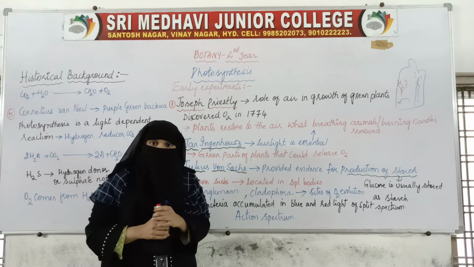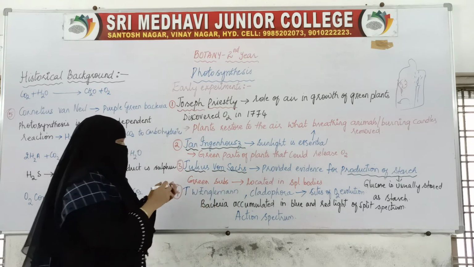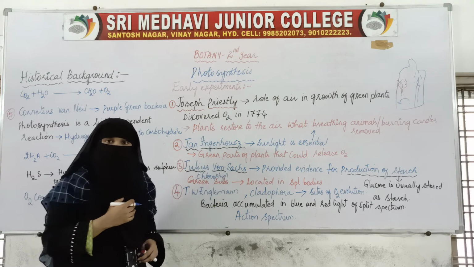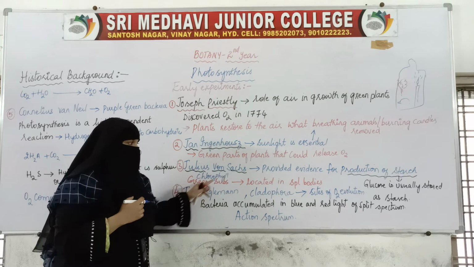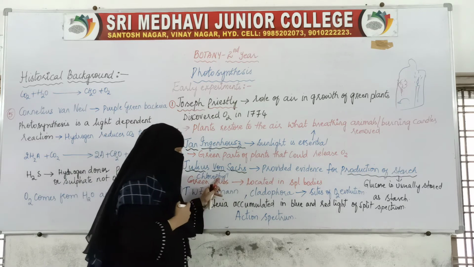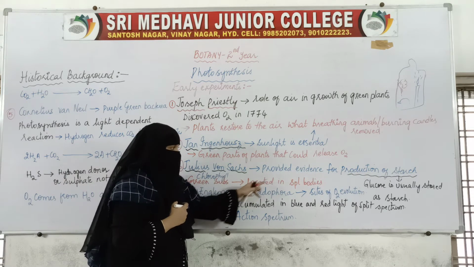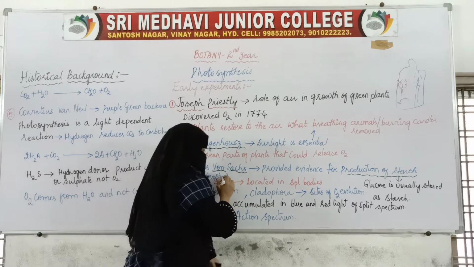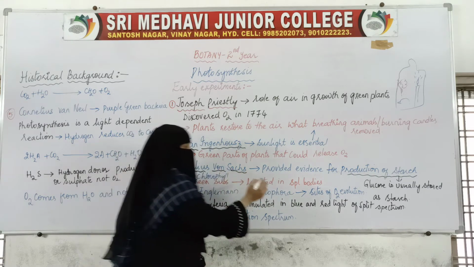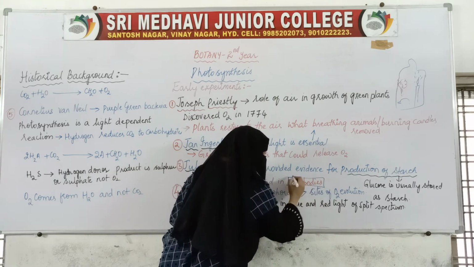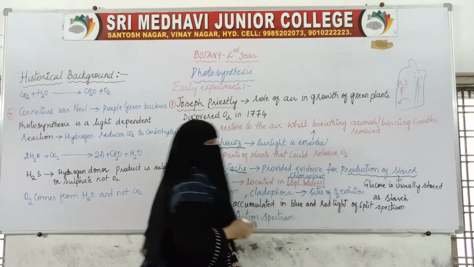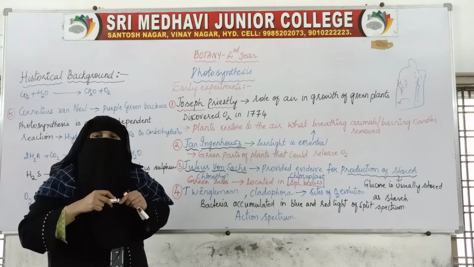What is that green substance? That green substance was later identified as chlorophyll, and he said that this chlorophyll is located in special bodies. Later that special body was called the chloroplast.